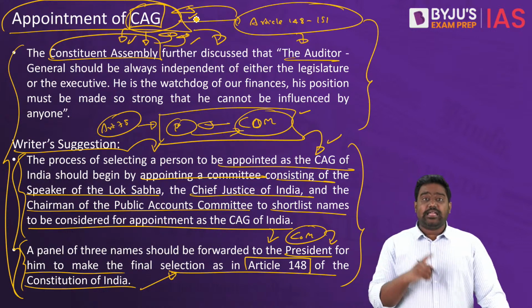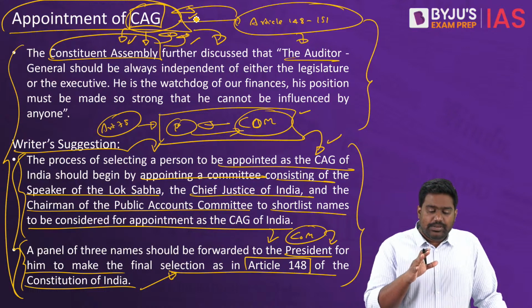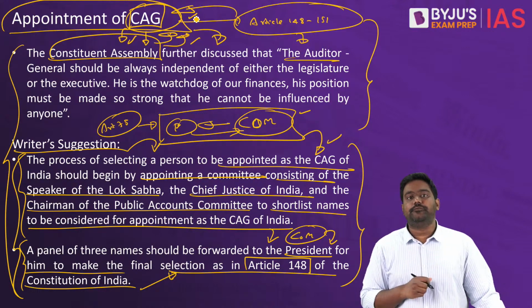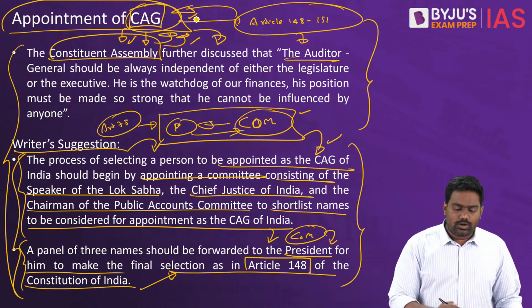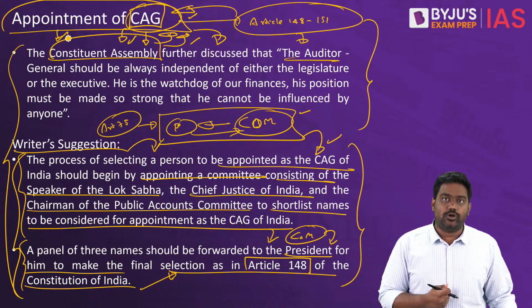CAG. So the CAG can function freely, without fear, without any favor, and play a critical role in acting as a system of checks and balances against the executive. So that is the core argument being made by the writer here with regard to the independence of our constitutional authorities.